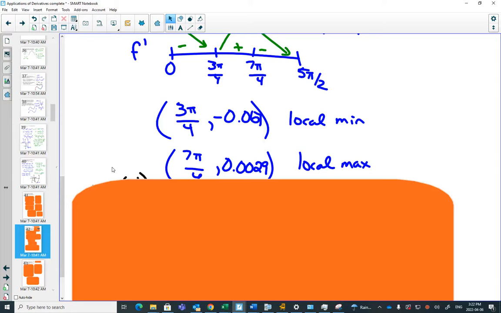Chain rule. Derivative of e to the negative x is e to the negative x, then the derivative of the negative x is negative 1.